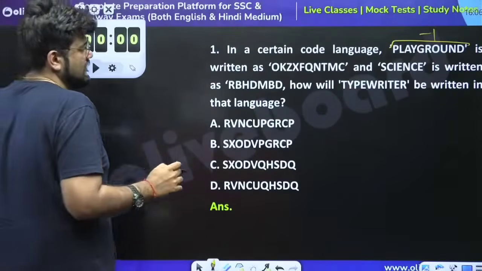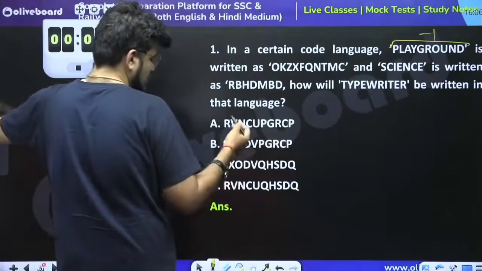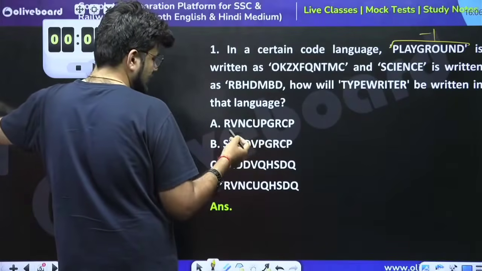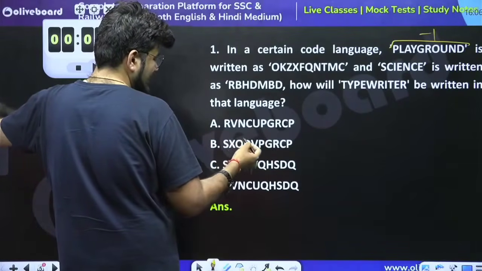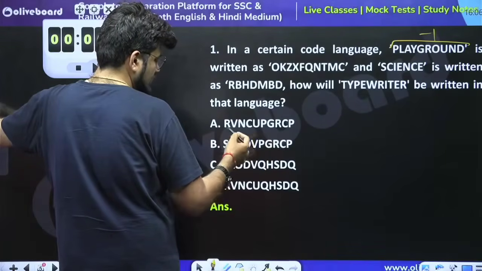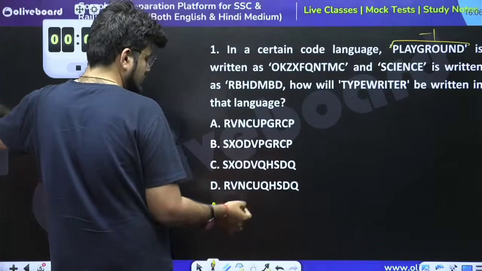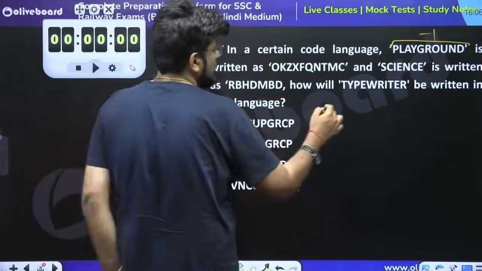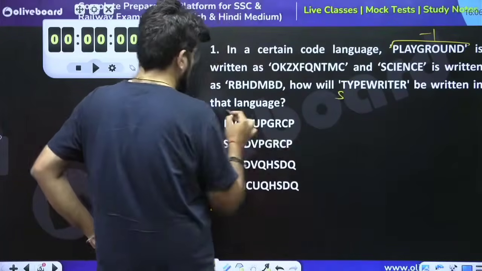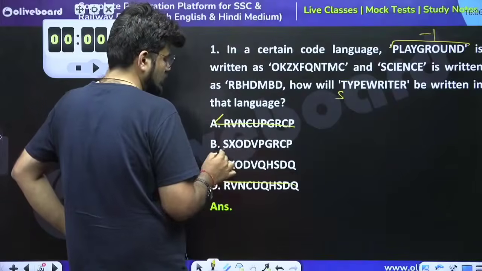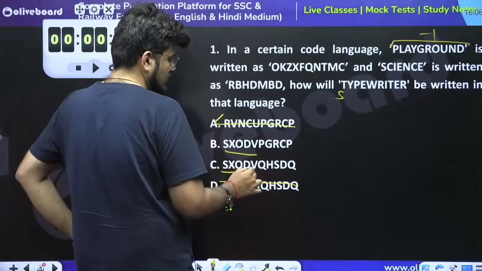So now we'll straight away check for typewriter. RVNCU, SXODV. We have 2 P's and 2 H's, so let's check for the first letter only. This is 20 minus 1, which is S. So this is gone, this is gone. Now you see SXODV, SXODV.